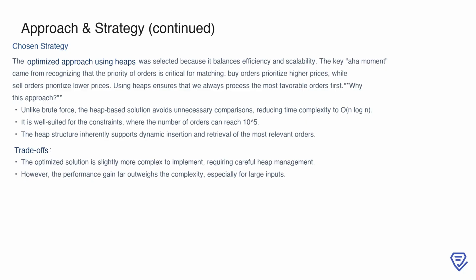The key insight here is recognizing that prioritizing orders is essential for matching efficiently. Buy orders are processed by prioritizing higher prices, while sell orders prioritize lower prices. Heaps are an ideal data structure for this purpose, allowing us to dynamically insert and retrieve the most favorable orders. By avoiding the exhaustive comparisons of the brute force approach, we reduce the time complexity to n log n, making the algorithm suitable for handling up to 100,000 orders, as required by the problem constraints. While the implementation is more complex, the ability to process large inputs quickly and dynamically handle orders as they arrive makes this approach the best choice.